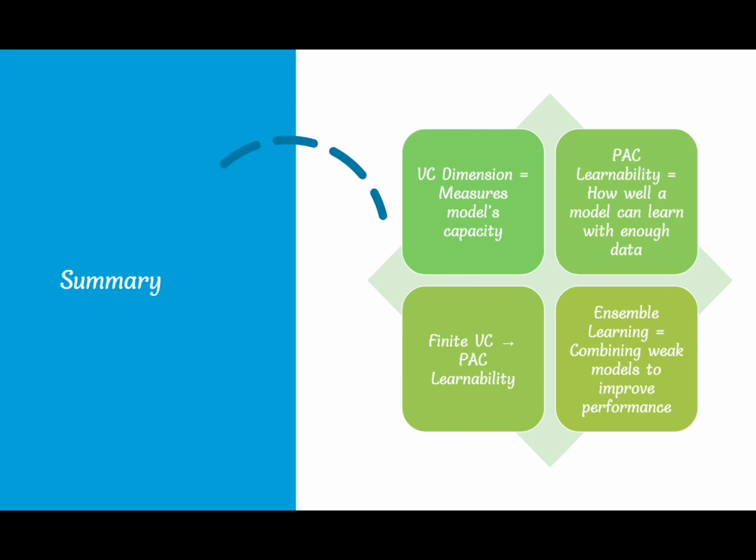So, coming to the summary, let's quickly go over what we learned today. VC dimension tells us how powerful or flexible a model is. PAC learnability tells us if a model can learn well from data. If the VC dimension is finite, the model is probably PAC learnable. But we must avoid both overfitting and underfitting by choosing the right VC. Finally, ensemble learning combines multiple weak models into one strong model and improves both accuracy and learnability. I hope this explanation made this concept clearer for you.